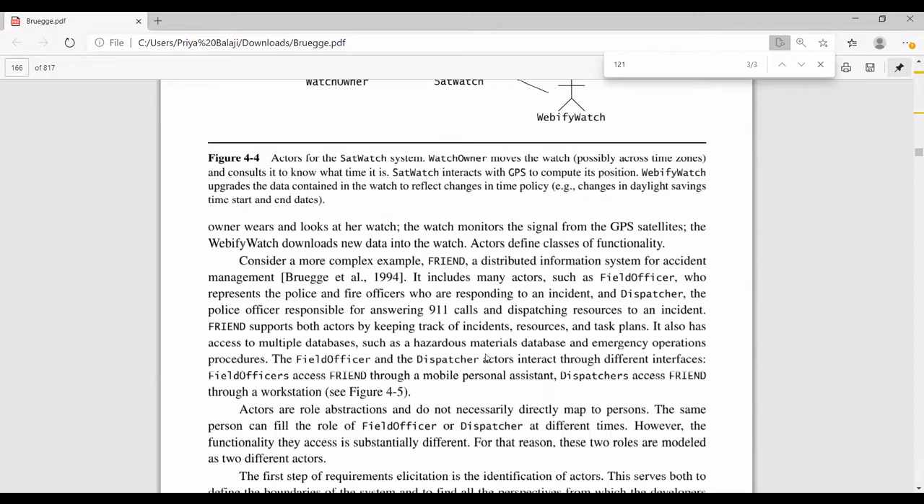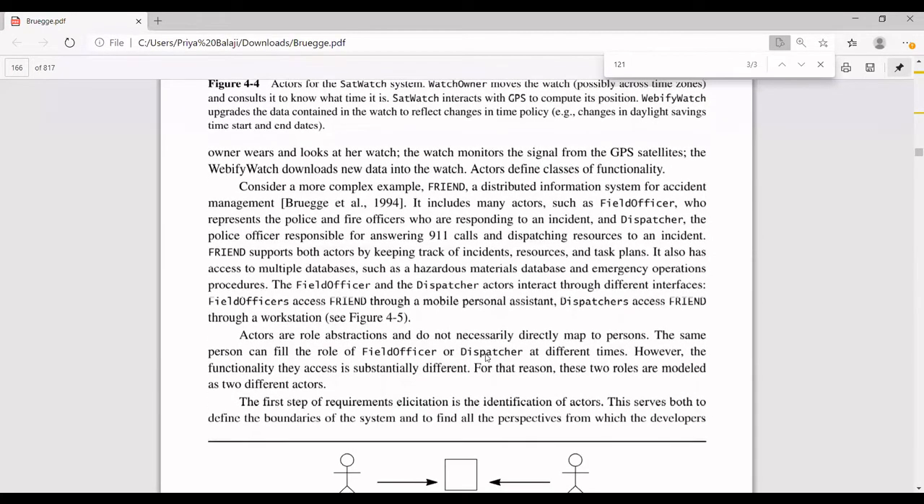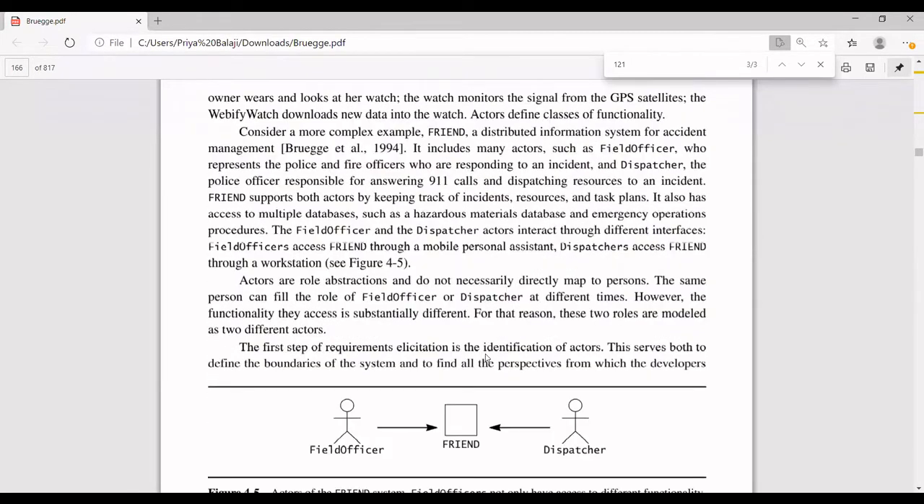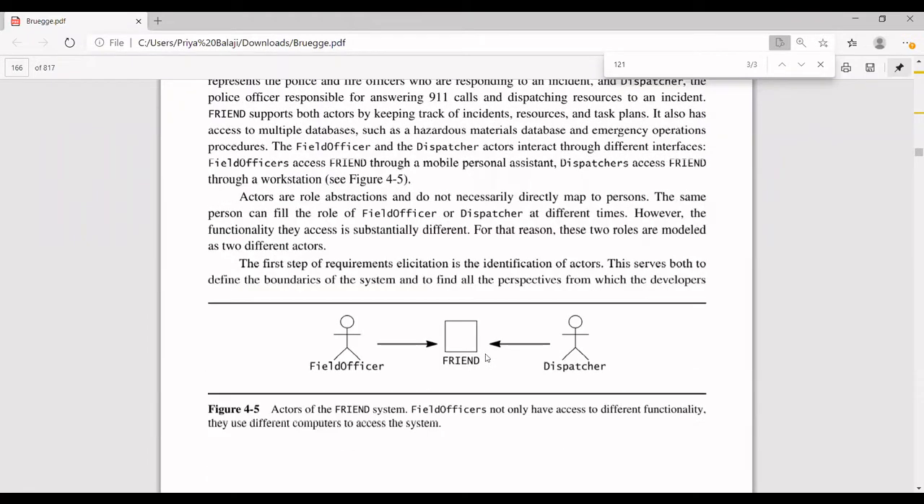And another example they have given is fire, that is the FRIEND distribution. You remember, a field officer will be seeing some fire accident somewhere. He will be immediately reporting the emergency. Then immediately the dispatcher will read the incident and he will allocate the resources, and he will be documenting the inspections, whatever has happened at that particular place.